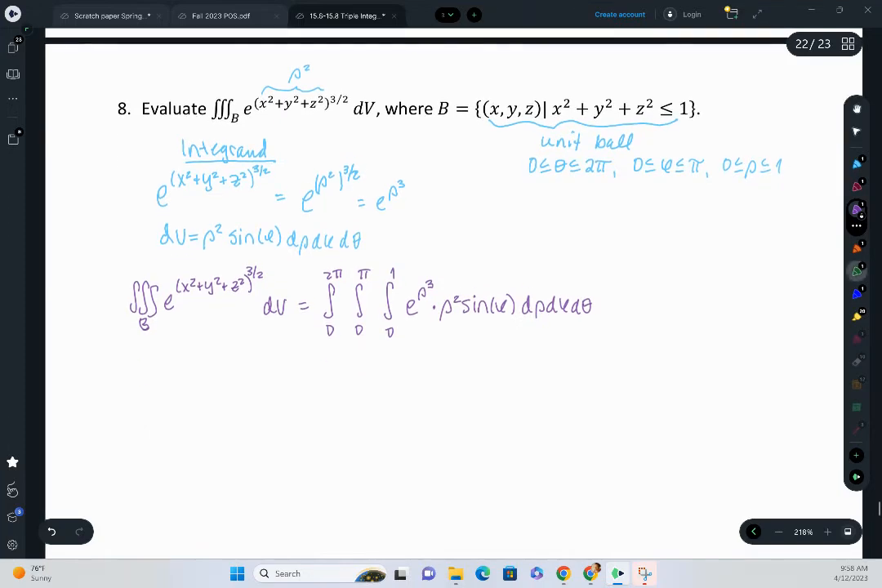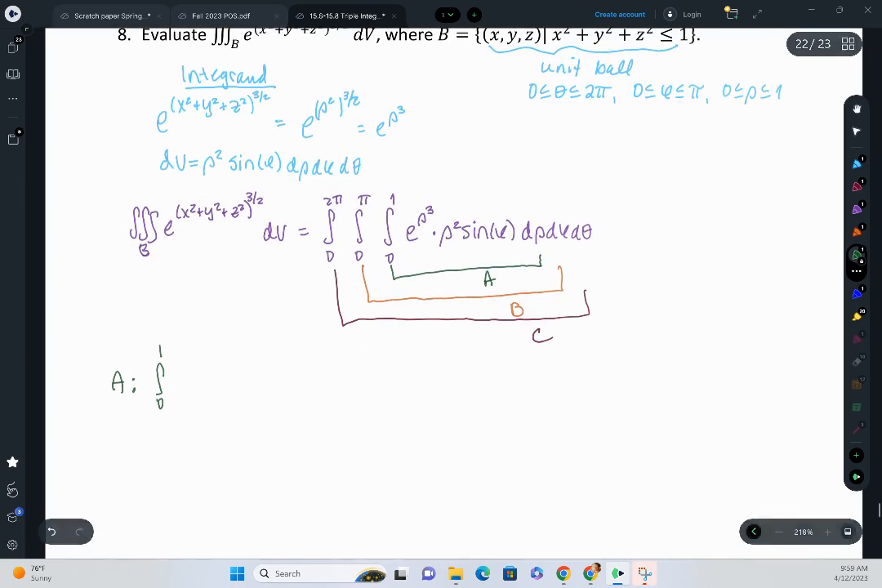Okay, now I can deal with the inner part. So the inner integral, 0 to 1, of e, I'm going to rewrite this as rho squared e to the rho cubed sine of phi, d rho. So remember, we're not dealing with phi, we're dealing with rho, so we'll handle that. This looks like a u sub.